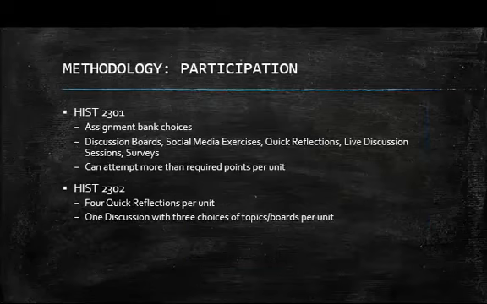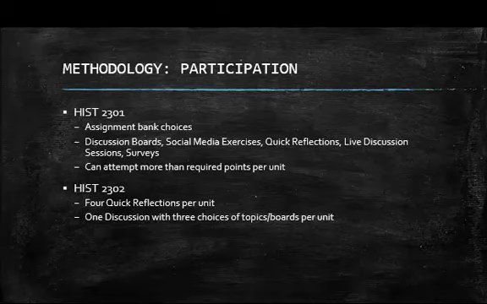In 2301, students accrue points toward their overall unit participation grade by choosing from discussion boards, social media exercises, quick reflections, live discussion sessions, or surveys from the assignment bank. Points vary for each type of engagement. In 2302, students must complete 4 quick reflections and 1 discussion per unit.